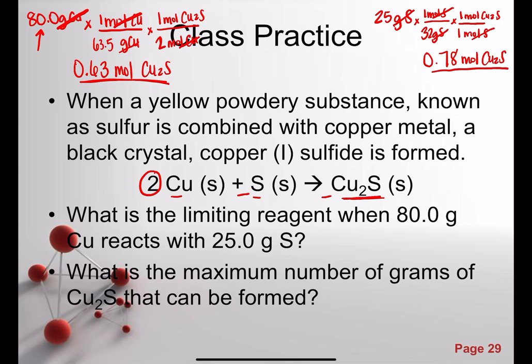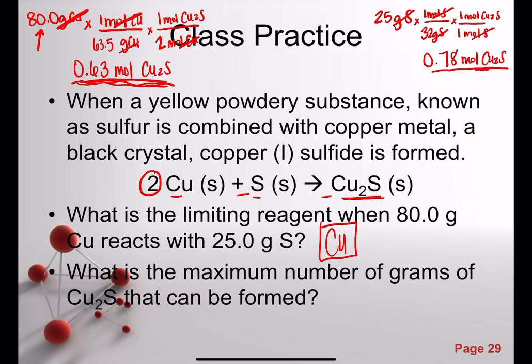Okay, so which one here is our limiting reagent? You should say it's the copper because it makes the limiting or the smaller amount. So the copper is our limiting reagent. It's only going to give us 0.63 moles compared with the 0.78 moles if we have that much sulfur to work with.